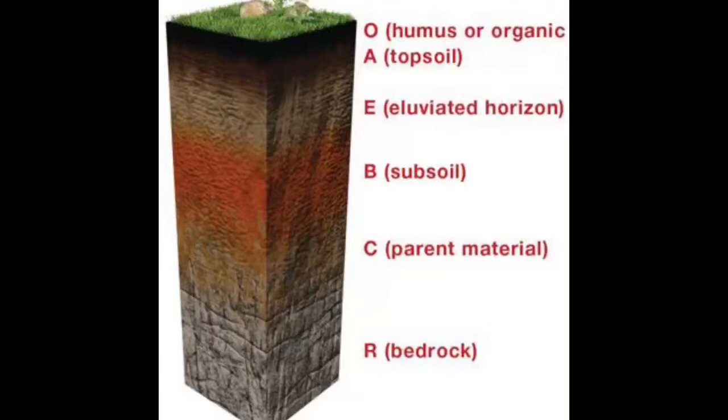Regolith. It consists of slightly broken up bedrock. Plant roots do not penetrate this layer. Very little organic material is found in this layer. And the last one, bedrock. The bedrock layer is beneath all the layers.